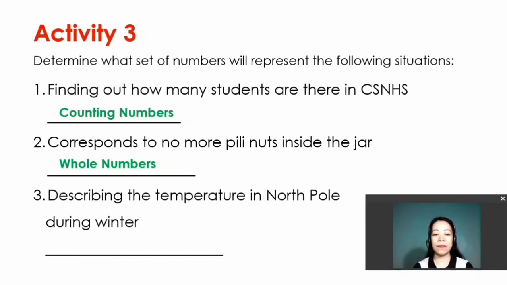Number 3, describing the temperature in North Pole during winter. What is the answer? Okay, so the answer is integers. Why? So, paano nyo ba i-describe yung temperature sa North Pole? 'Di ba minsan nagde-negative siya? So, the answer is integers.